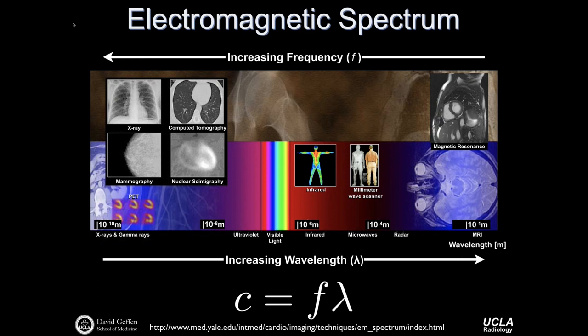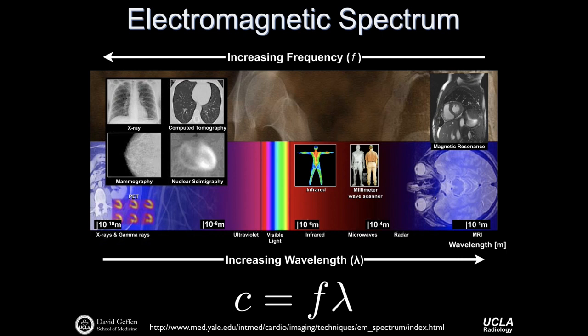If we think of other imaging modalities such as X-ray and computed tomography, mammography, and even PET, these are in fact very high frequency imaging systems and consequently very short wavelength imaging systems as well. So the wavelengths are on the order of 10 to the minus 10th meters, very far on this left-hand side, if you will. We can move through other imaging modalities that might include ultraviolet or visible light systems, finally infrared systems, and even millimeter wave scanners that are used now in airports and so forth.